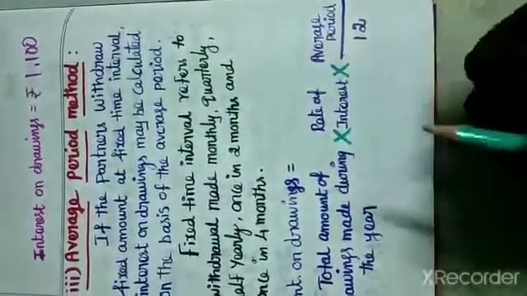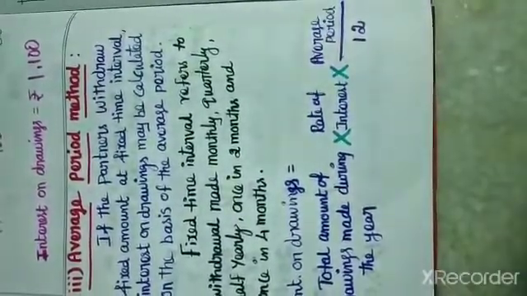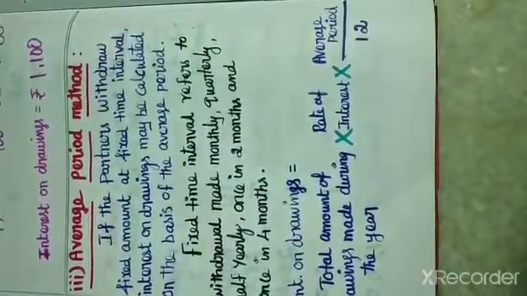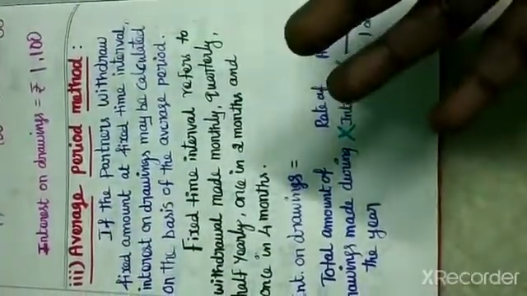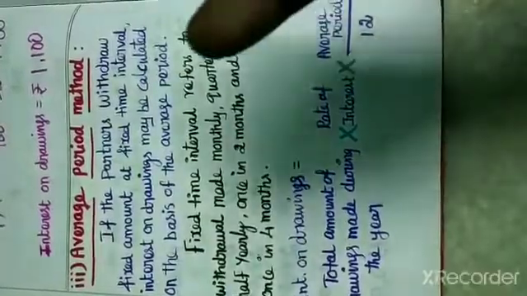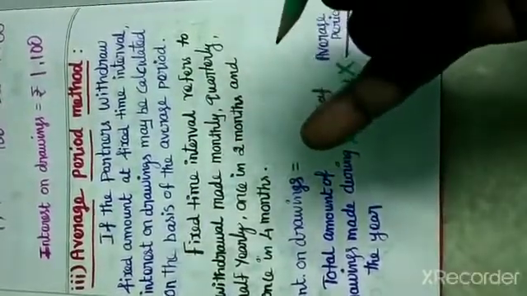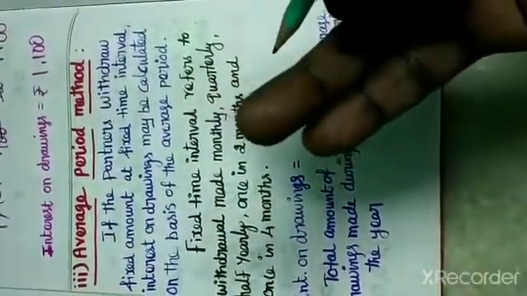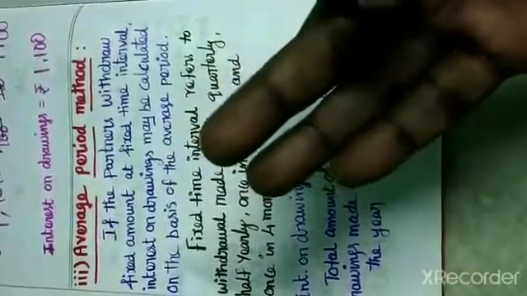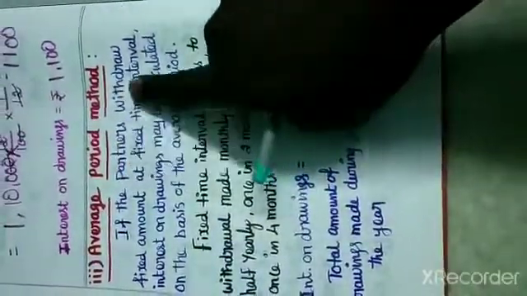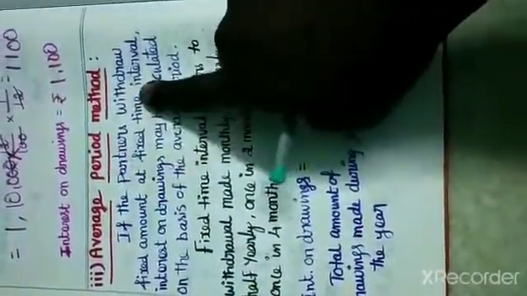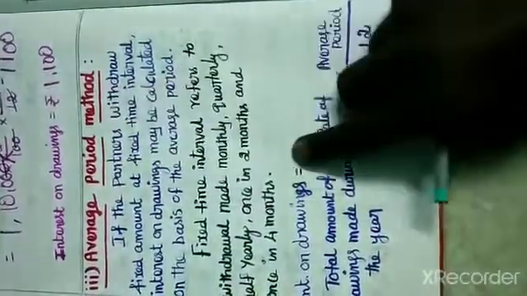Interest on drawings can be charged on the partners as per the partnership deed information. It can be charged in three ways. The first method is the direct method, the second method is the product method, and the third method is the average period method. What is the need of the average period method? In which situation can the average period method be used?